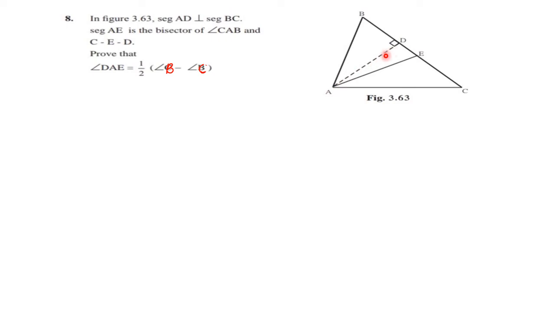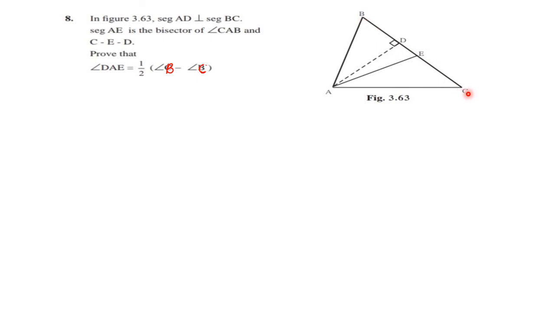3.63, AD is perpendicular to BC. When it is perpendicular, that means ADB is 90 degrees. Similarly, ADC is also 90 degrees. AE is the angle bisector of angle CAB and C, E, D, that means these 3 points lie on the same line. You need to prove that angle DAE is equal to half of angle B minus half of angle C.